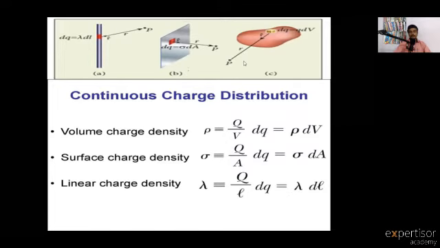Okay. Coming to the definition of linear charge density, that symbol is lambda, which is equal to Q divided by L. So what is the meaning of Q? It is the total charge which is passing through this total L length of the conductor. So here the total length of the conductor is L.